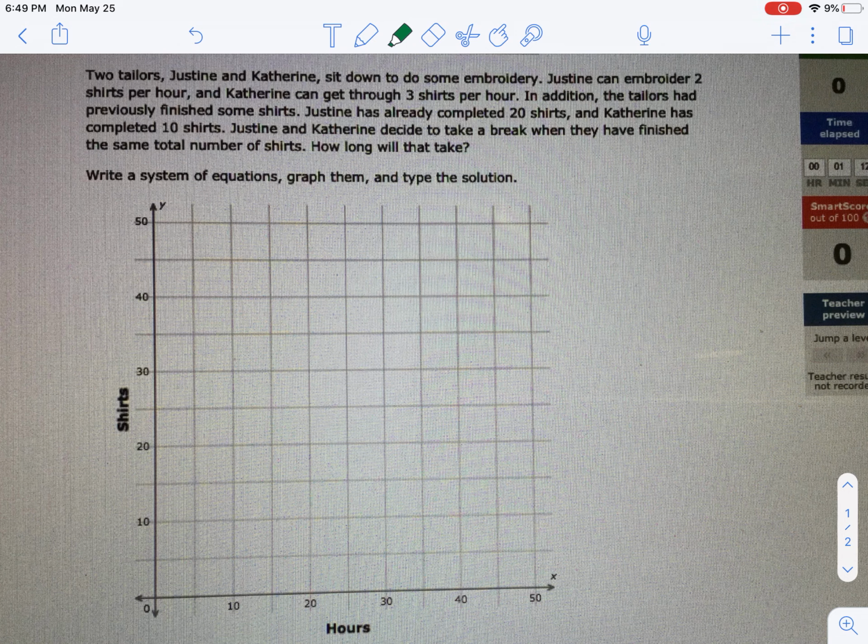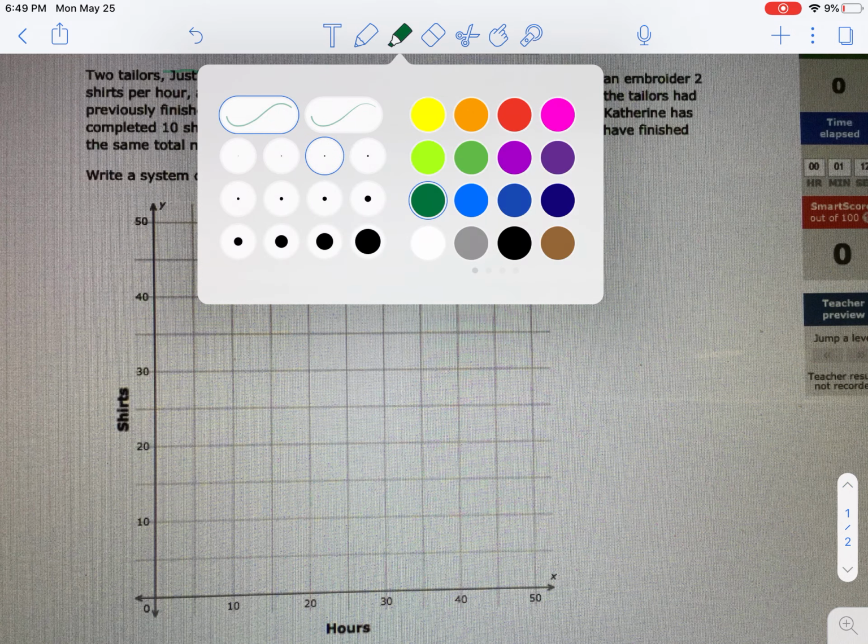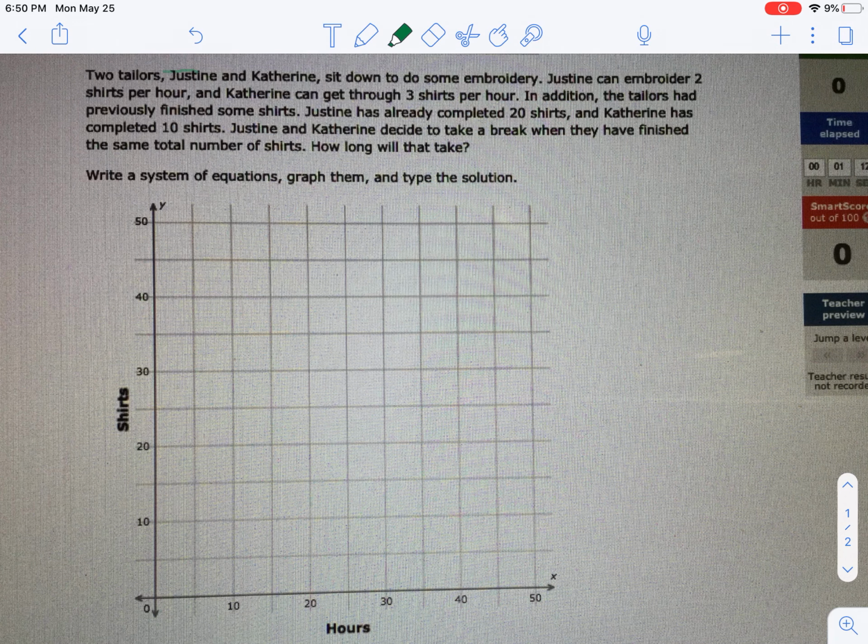Here we have Justine. Let's make that just a little bigger, like this. And here we have Justine. And what it says about Justine is Justine can embroider 2 shirts per hour. Embroider means sew. So that means Justine can sew 2 shirts per hour. All right? And then let's see what else we can find about Justine. It says Justine has already completed 20 shirts. Okay, so that's all the information we have about Justine.